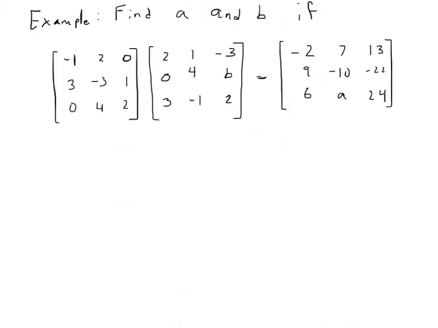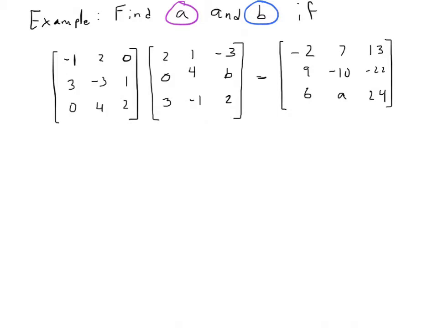Alright, so I want to find the values of A and B if this matrix multiplication is true. And you're like, oh my god, number swarm, this is huge, this is crazy. If it took me 5 minutes to multiply a 2 by 2 and a 2 by 2, how long is it going to take for me to do a 3 by 3 times another 3 by 3? The reality is it does take longer to multiply two 3 by 3 matrices. I mean, not a long time, but it takes time.